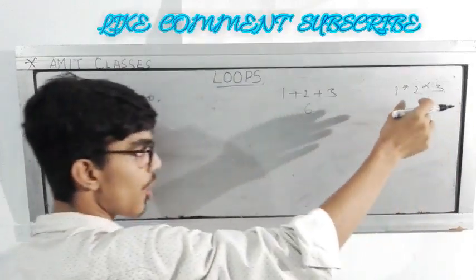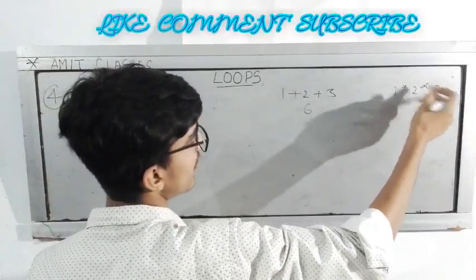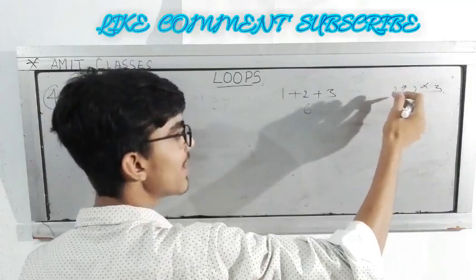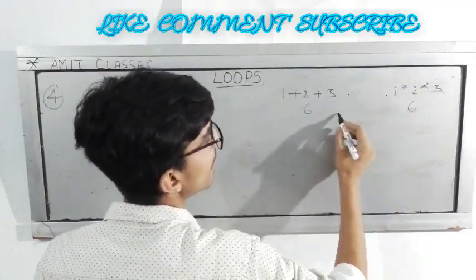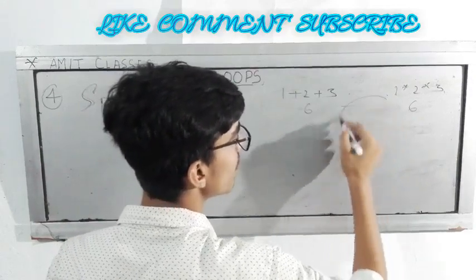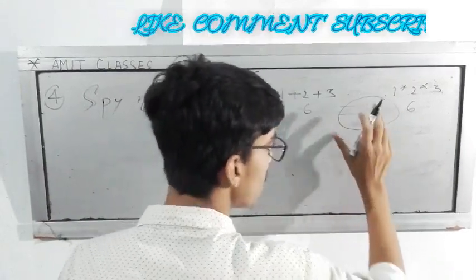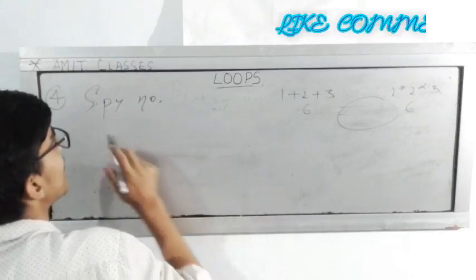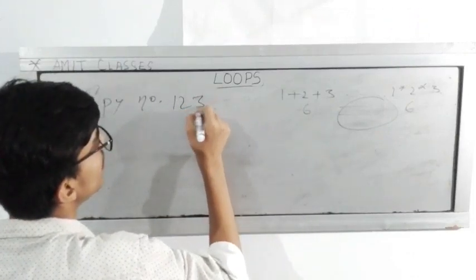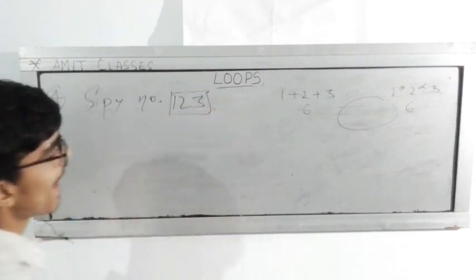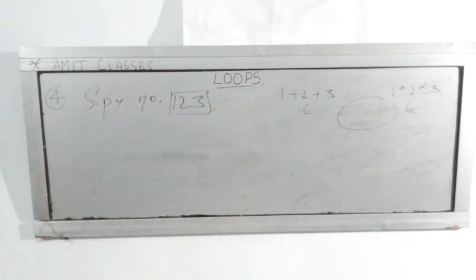Now what is the output of this? 3 times 2 is 6 and 6 times 1 is 6. So this and this, both are equal. When both are equal, then it is an SPI number. So we can say that 1 2 3 is an SPI number. So for this we have to write the program.